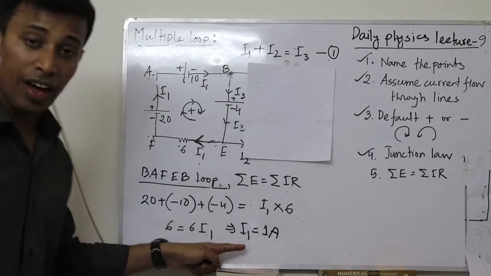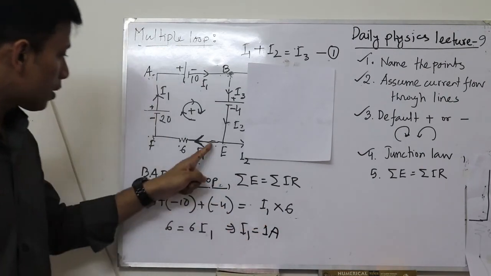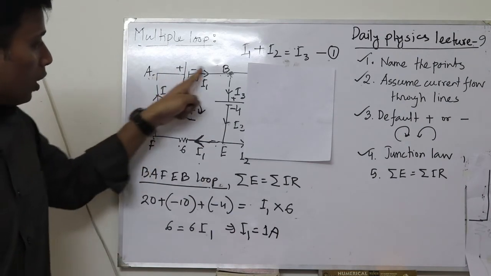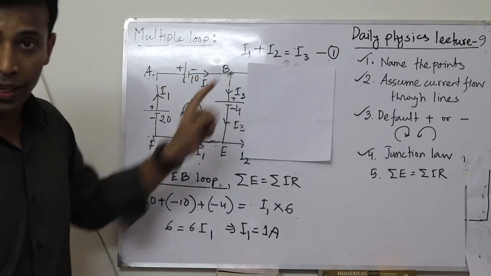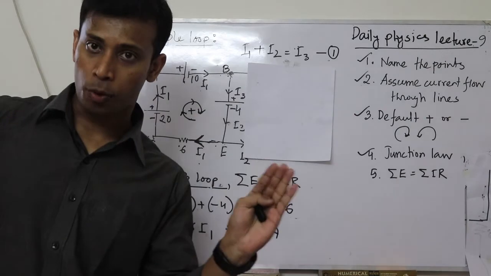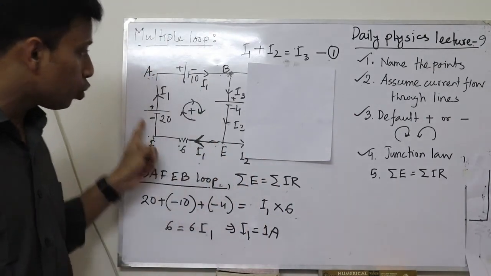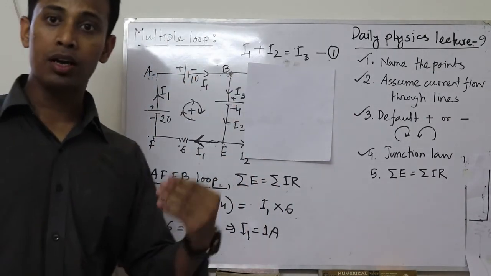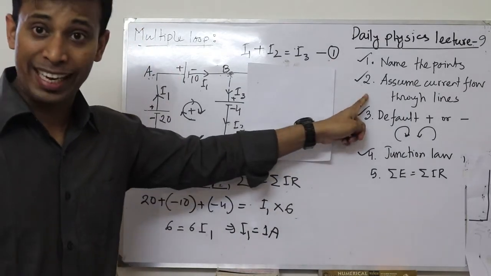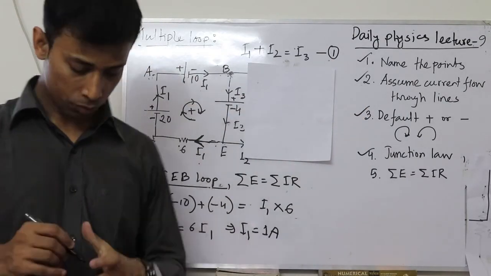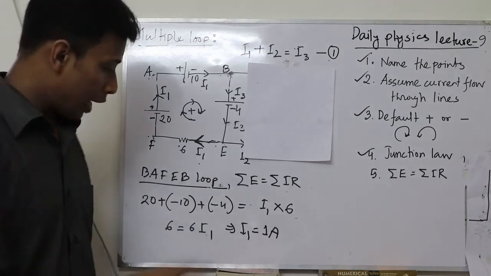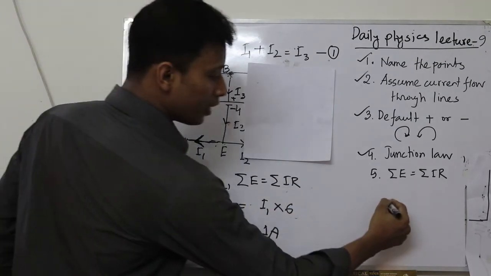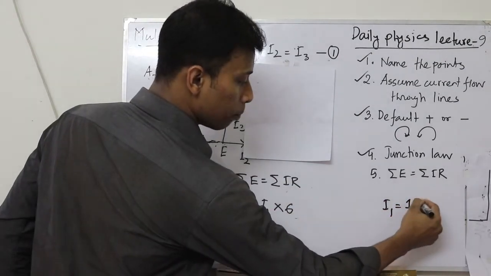We have got the value of I1 and it is positive. That means I1 is acting actually E to B. Okay, we got I1 as positive. That means I1 is acting from E to B. Our assumed direction from the second step was right. We have got I1, and I1 is equal to 1 ampere. Let's write it here: I1 is equal to 1 ampere.